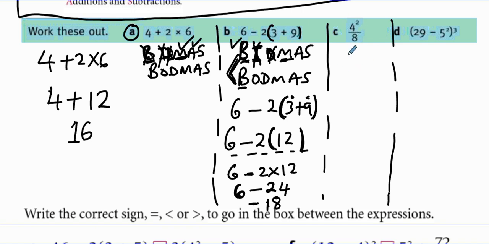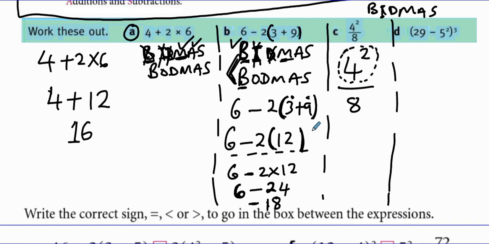Alright, now look at this question part C. You have 4 to the power of 2. Can you hear the way how it sounds? It is 4 to the power of 2. That means we are going to use BIDMAS, because BIDMAS is the one which has got I, and I stands for the power or indices. And this is the power which you have to work out. So 4 power 2 means 4 times 4, divided by 8. What is 4 times 4? 4 times 4 is 16.